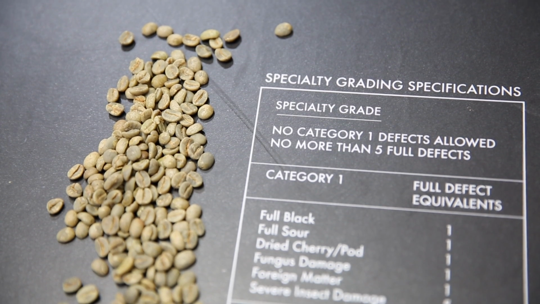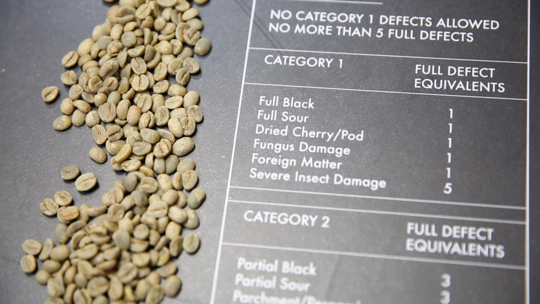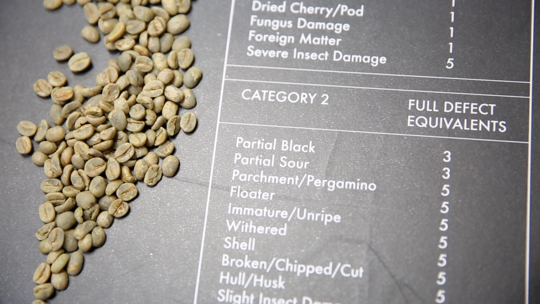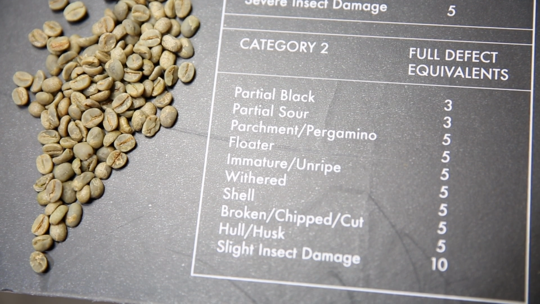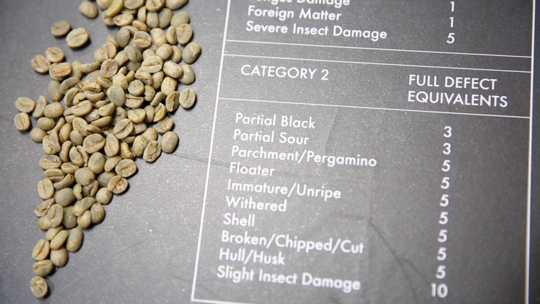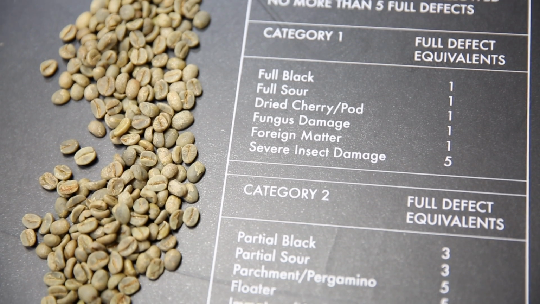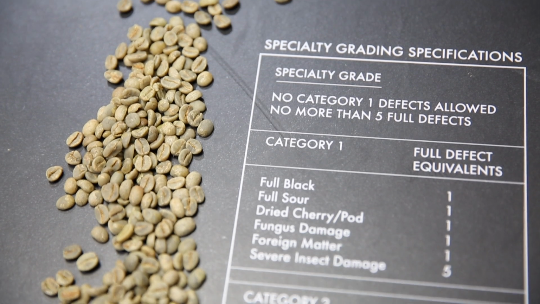Alrighty, so defects, we look to the Specialty Coffee Association of America to guide us here in identifying and categorising them. So they differentiate between Category 1, or primary defects, and Category 2, secondary defects. So there can be multiple beans which make up a total defect. For example, for a Category 1 of the severe insect damage, which is 3 or more bites per bean, you need 5 of them to make up a full defect.